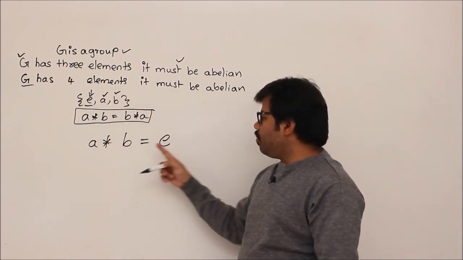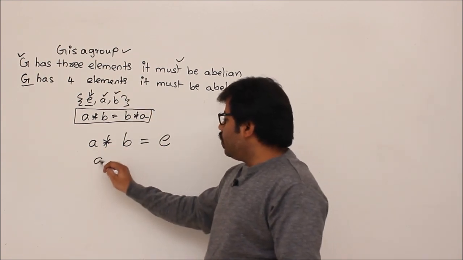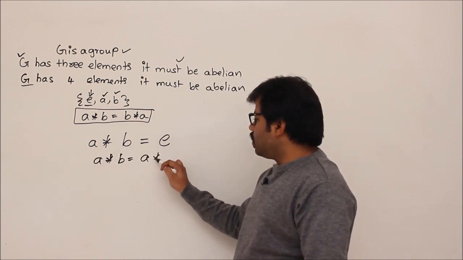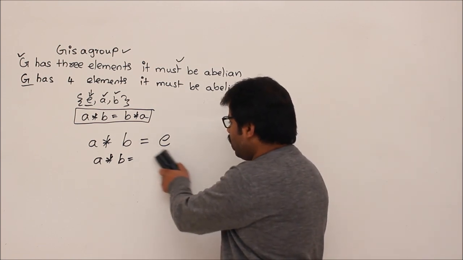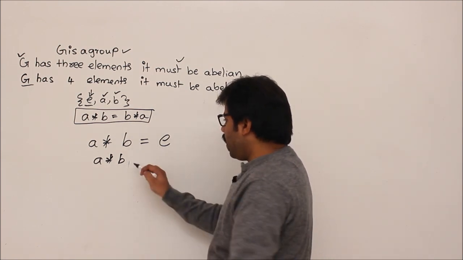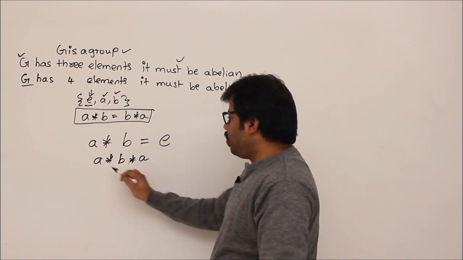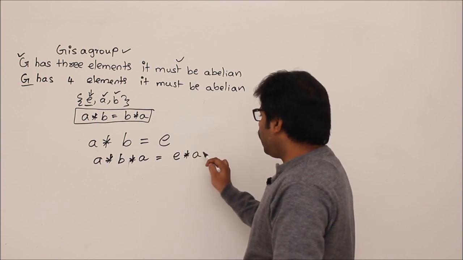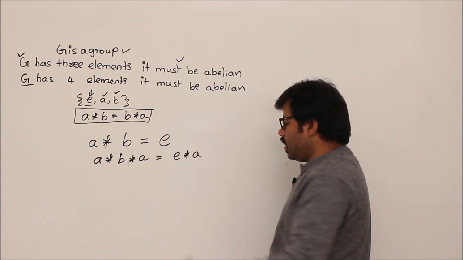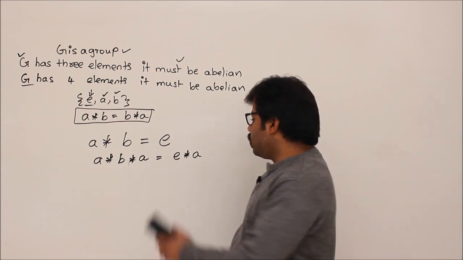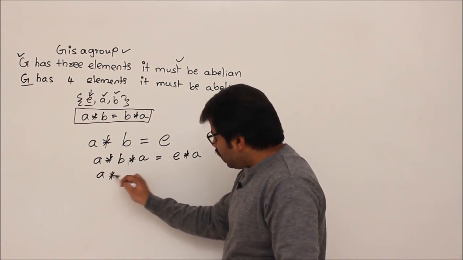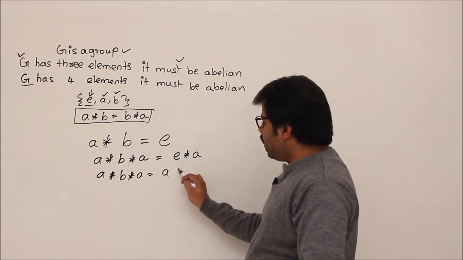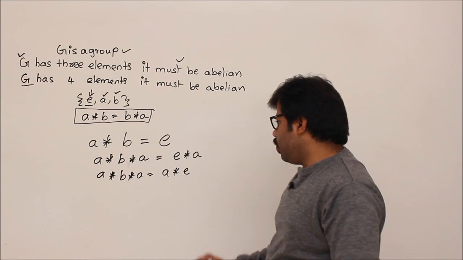That's why if A star B equals E, what I can do is, I apply here an operation called A. That means A star B star A will become E star A, correct? But E star A is nothing but A star E. So in the next step I write A star B star A equals E star A, which is nothing but A star E, because E is commutative over star.